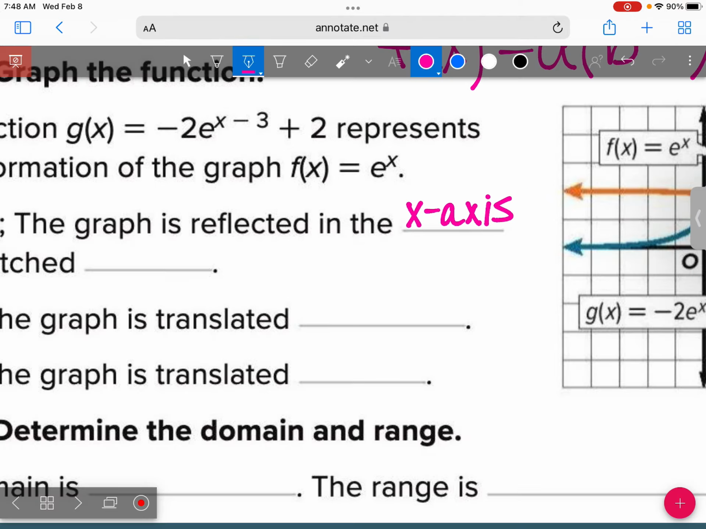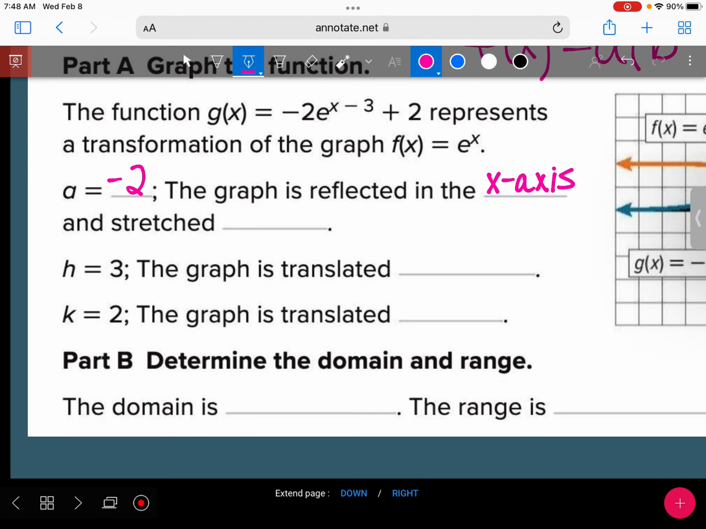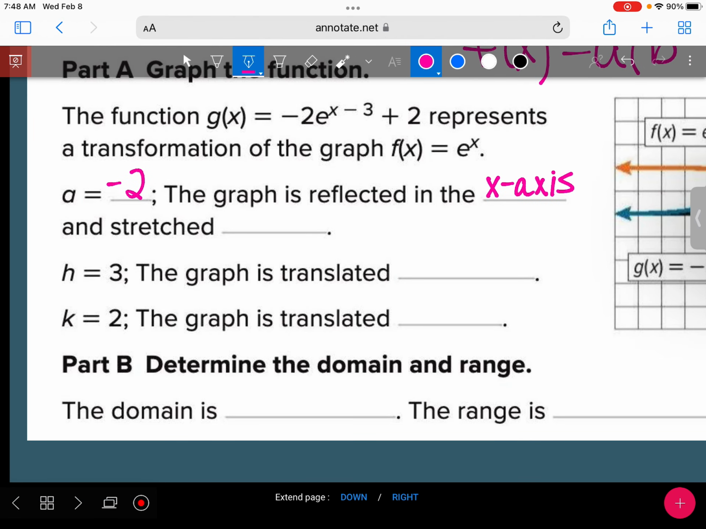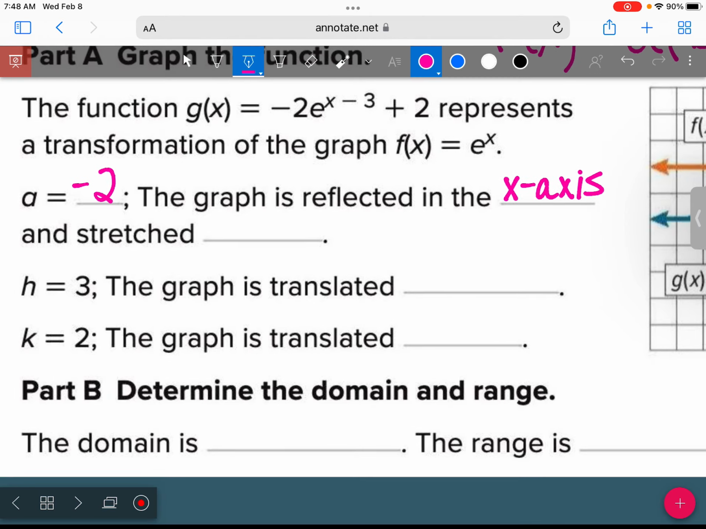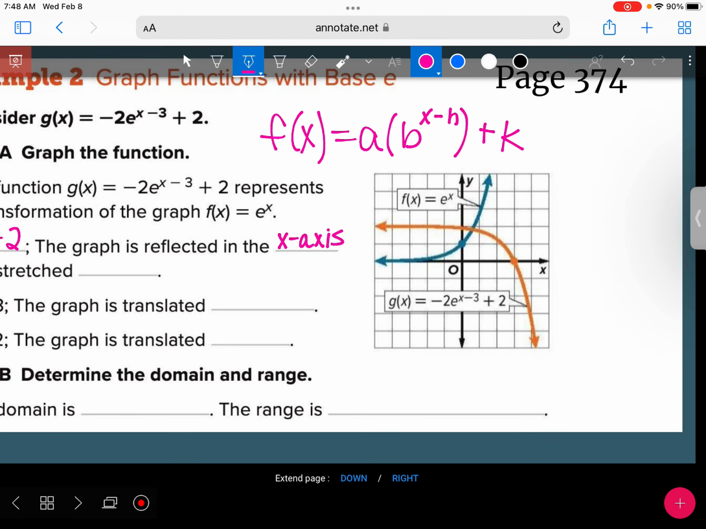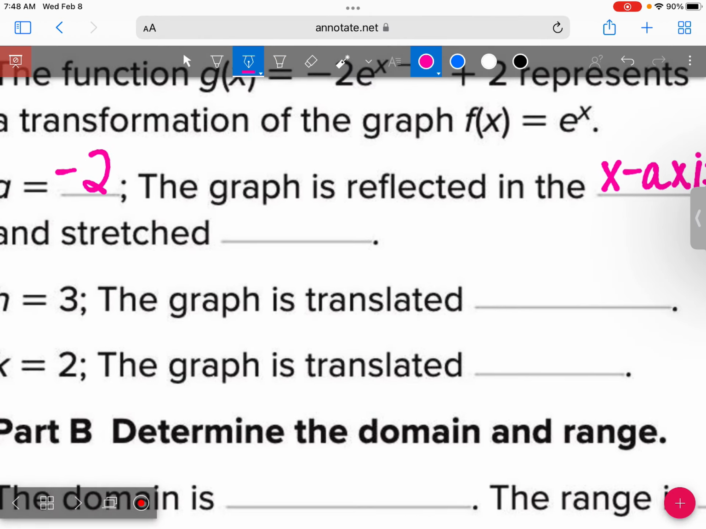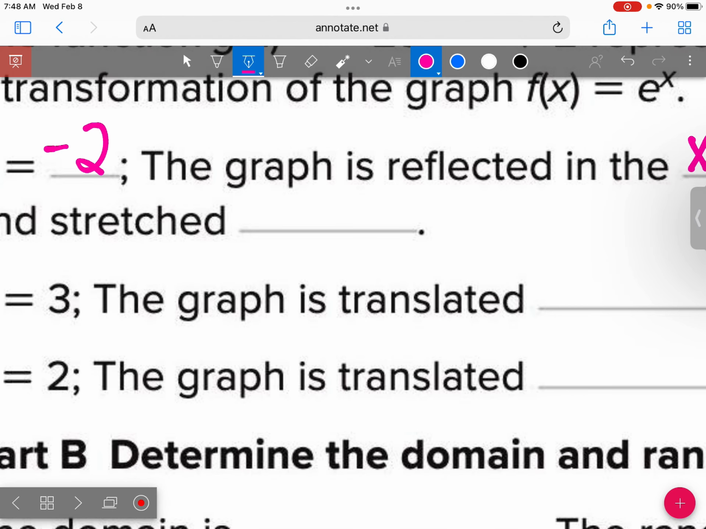All right, and then it's stretched. Which way is it stretched? We know 2 is greater than 1, right? The absolute value of our A is 2. It's greater than 1, so that means we know it's stretched, and it's always stretched which way? Is it stretched vertically or horizontally? Vertically.